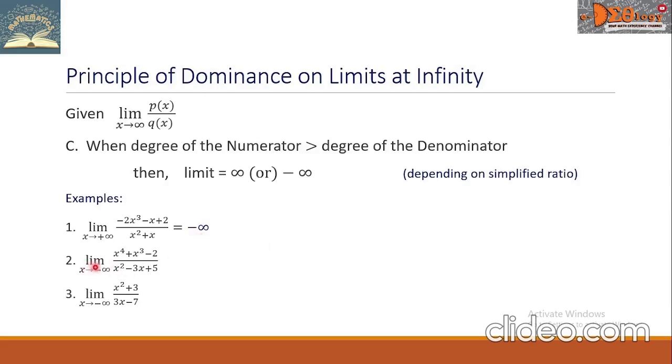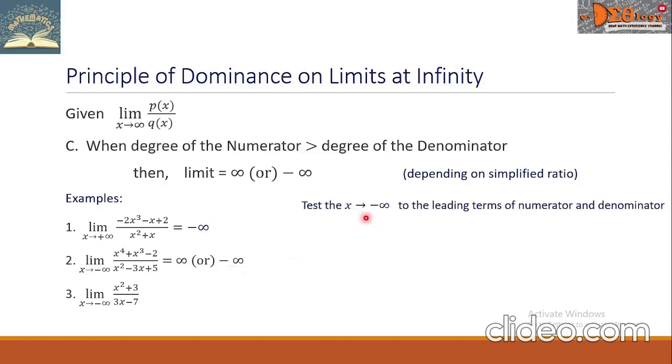Problem 2. The limit of x raised to 4 plus x cubed minus 2 all over x squared minus 3x plus 5 as x approaches negative infinity. In the numerator, the degree is 4. In the denominator, degree is 2. So, degree of numerator is more than degree of denominator. The answer is positive infinity or negative infinity. Let us see which one must be the answer.